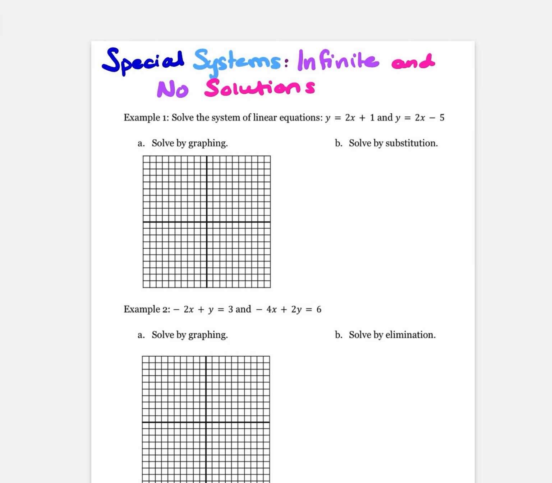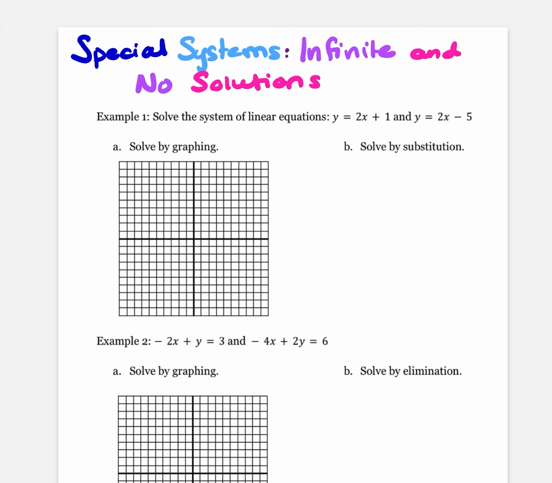Hi everyone, in this video I'm going to talk about special systems when we have infinite solutions and when there is no solution. So we're going to solve the system of linear equations y is equal to 2x plus 1 and y is equal to 2x minus 5, first by graphing and then second by substitution.